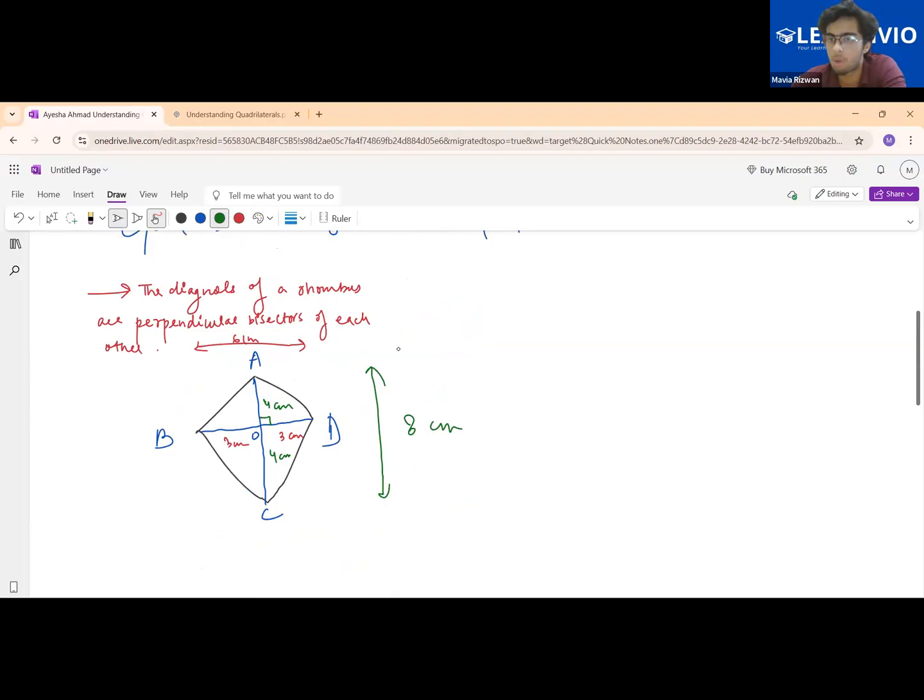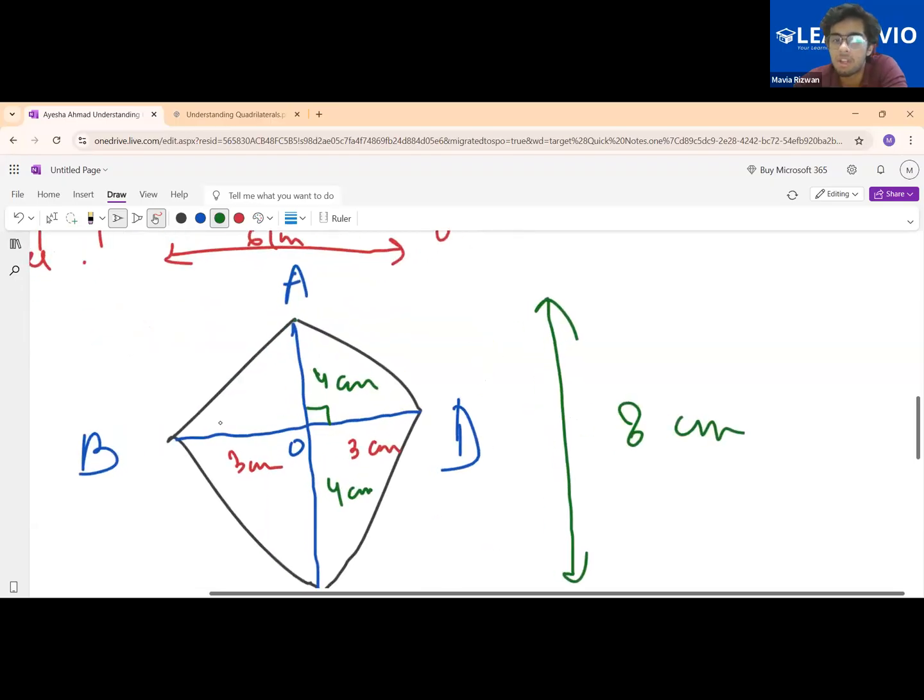Now rhombuses are parallelograms only, so they have the same property, but the speciality in addition is that they are bisectors and they are perpendicular. Perpendicular means they cut at 90 degrees, so the angle between them is 90 degrees. Now is this clear? What does perpendicular bisector mean? Yes, sir.